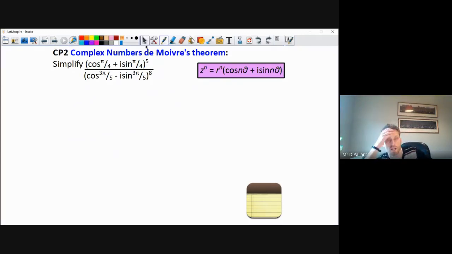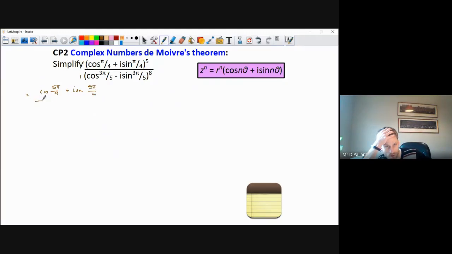Nearly there. Right, so I've got a division, and I've got something that's not in the right form. So let's sort this out. On the top, I can go straight there. Again, I've got 1s on the front. It's not going to make any difference. I can go straight for cos 5 pi on 4 plus i sine 5 pi on 4.